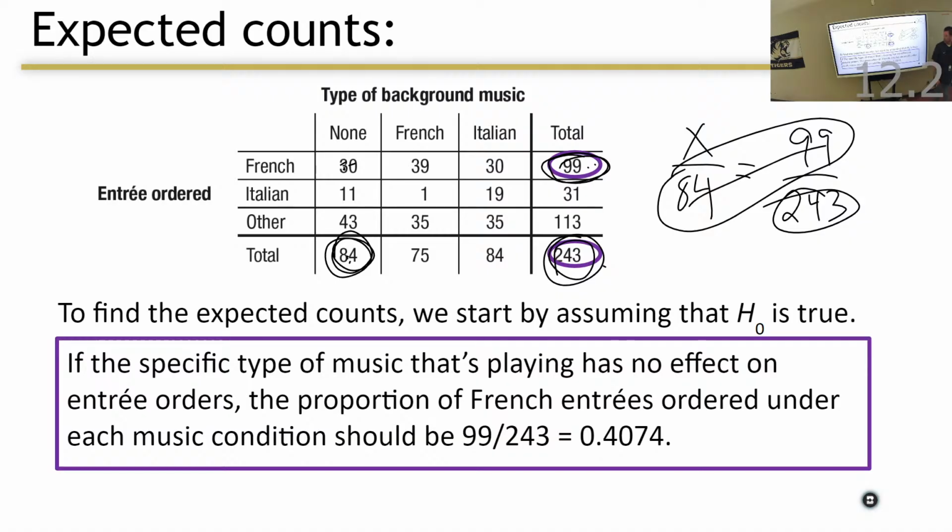So if I wanted the expected counts for this French Italian right here, you've got to take the row total, column total, divided by the table total. And that's where they intersect, is that value. Expected counts can be decimals, and if they are decimals, you need to leave them as decimals.